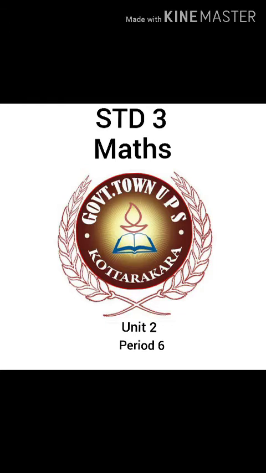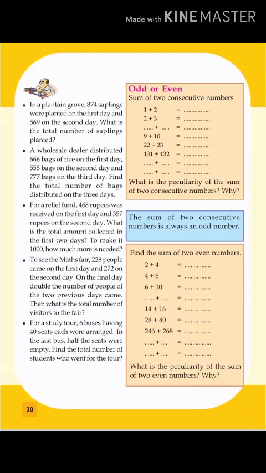Today we were discussing page number 30, the fourth problem. To see the maths fair, 228 people came on the first day and 272 on the second day. On the final day, double the number of people of the two previous days came. Then, what is the total number of visitors to the fair? Here, you will read the questions once more.